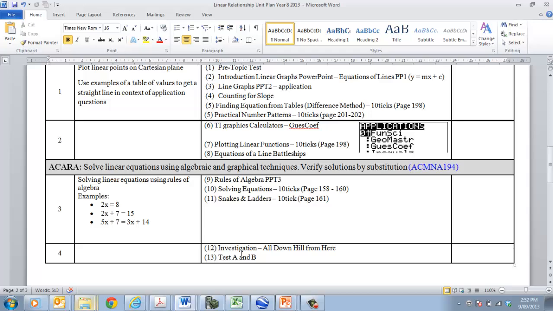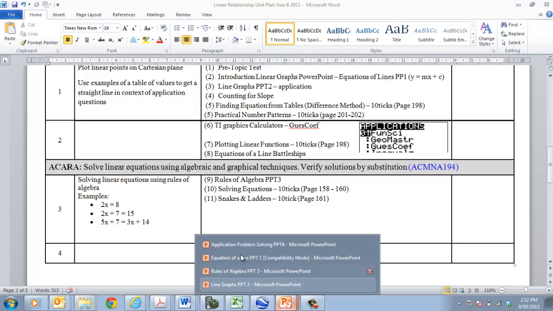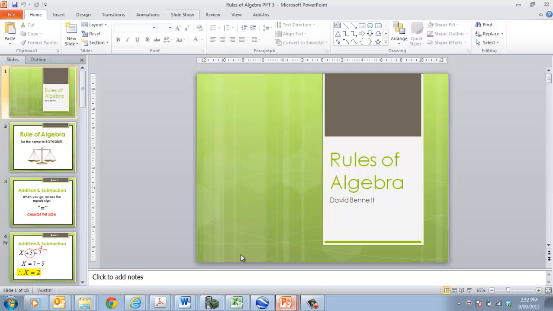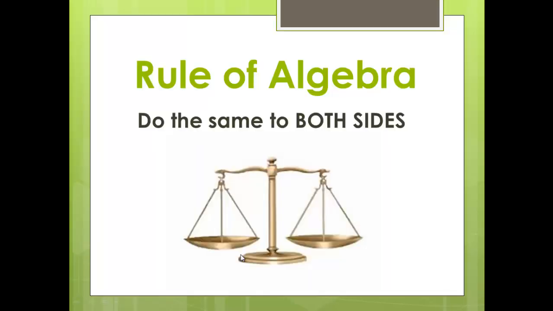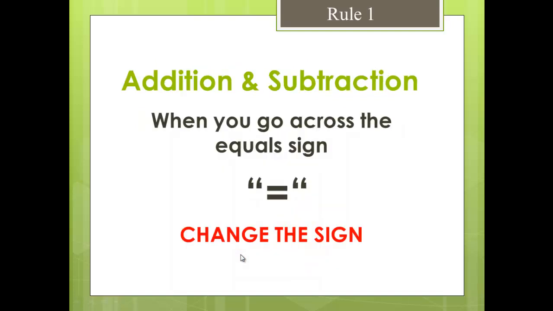Alright, so rules of algebra part 3. Now this is a slightly different way of looking at the rules of algebra, and I'll just quickly go through this one here. So here is generally what we would do when we're doing algebra, is we say do the same to both sides. So if we add to both sides, we divide from both sides. This is how I tend to try and teach algebra, the rules of algebra. So I say there's two rules of algebra, addition, subtraction.